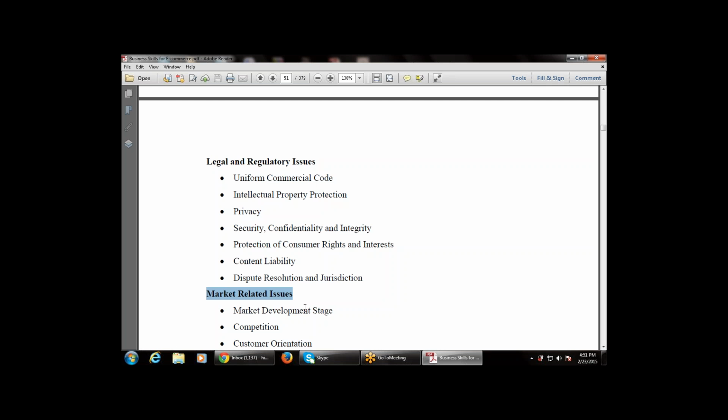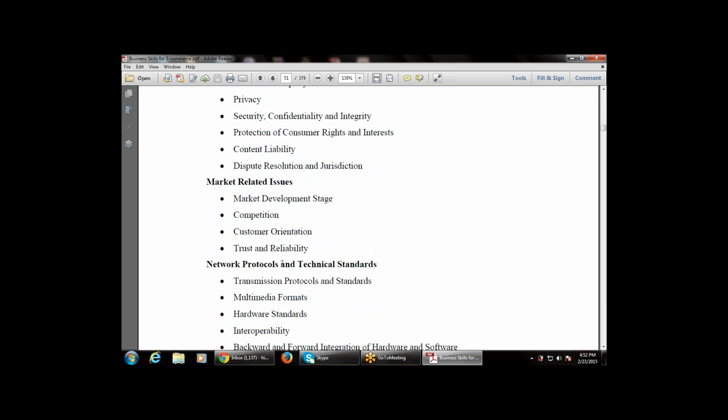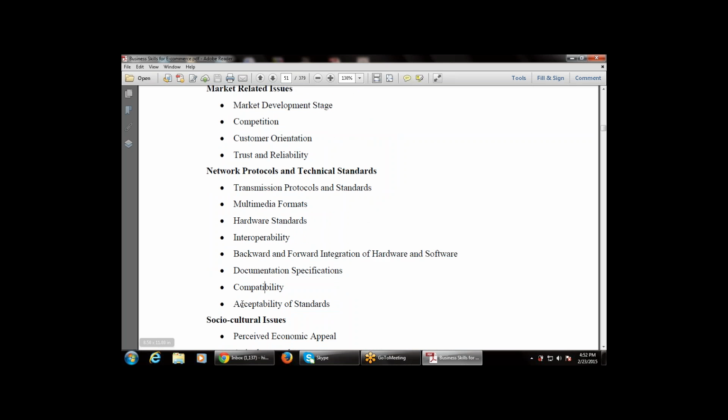Then market related issues, that is, what market related issues are available with e-commerce. First is market development stage, competition, customer orientation, trust and reliability. Then the network protocols and technical standards, that is, what network protocols and technical standards are used in e-commerce, and what rules and regulations are used. The network protocol used is the transmission protocol, and the standards include multimedia formats, hardware standards, interoperability, backward and forward integration, document specifications, compatibility, acceptability of standards. So these are the various protocols and technical standards used with e-commerce.